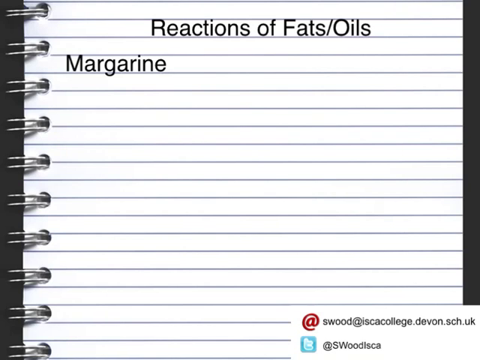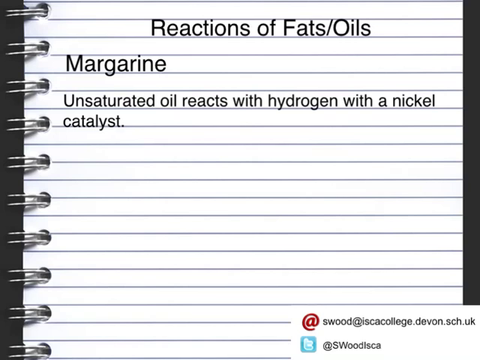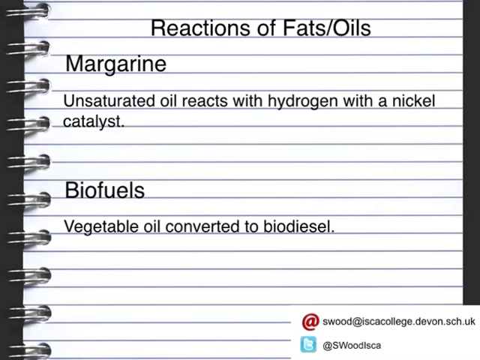Fats and oils are extremely useful in various different industries. Margarine is made from vegetable oil, which is an unsaturated fat, and it reacts with hydrogen using a nickel catalyst. That makes a solid saturated fat that can be blended with other materials so it looks and tastes like butter. There is also a lot of research into biofuels and biodiesels at the moment, and fats and oils are an important raw material for this. Vegetable oil can be converted into biodiesels by reacting it with an alcohol catalyst.